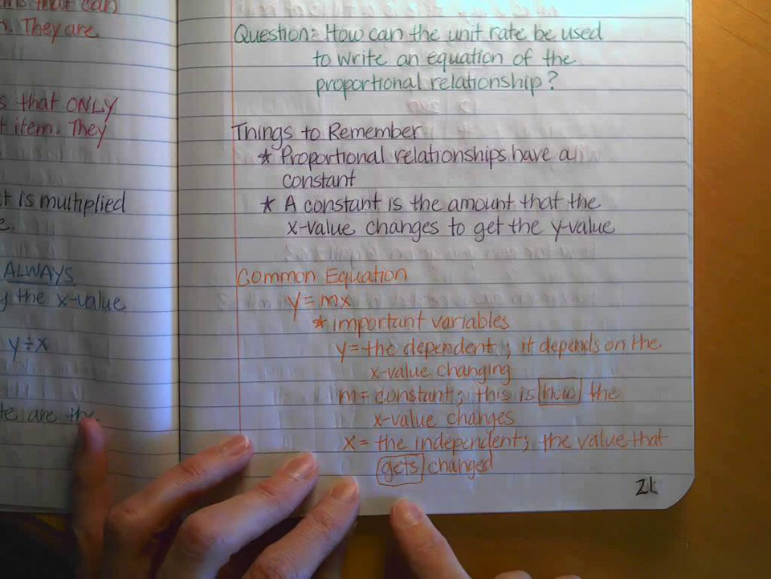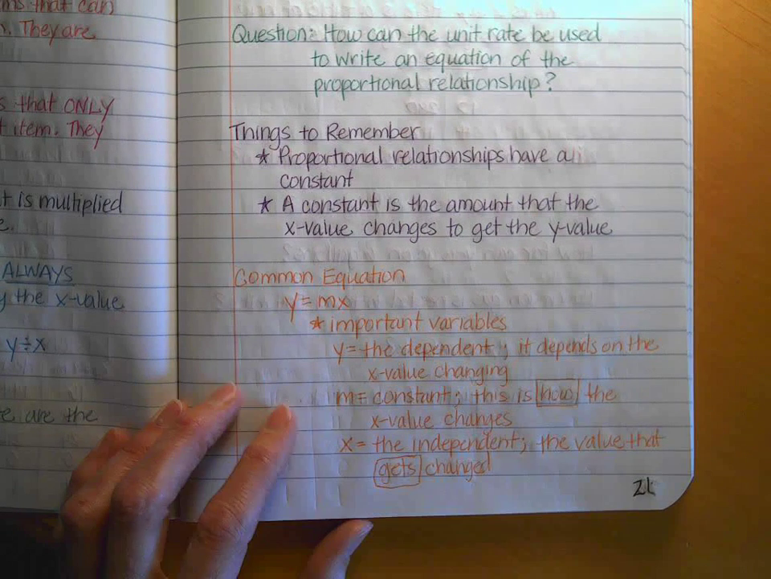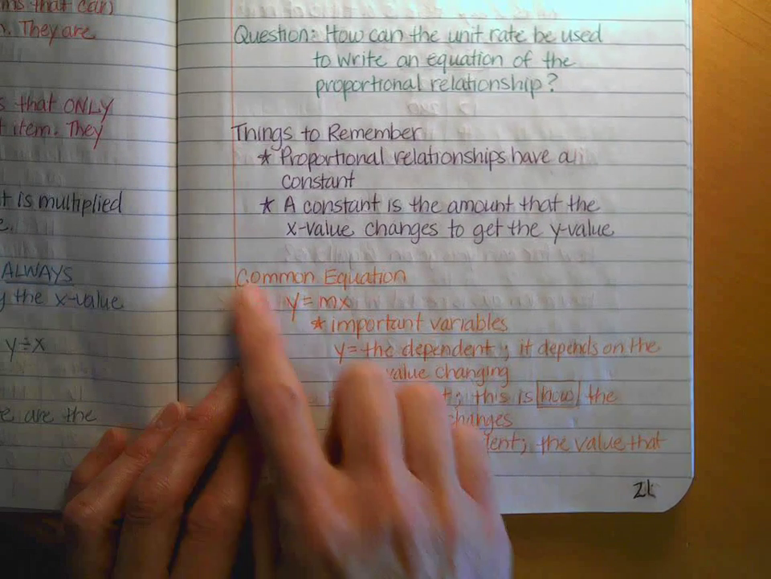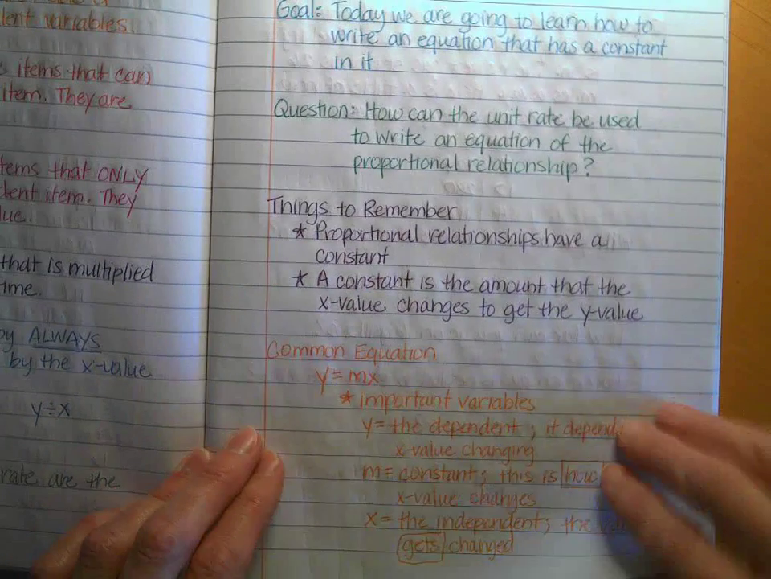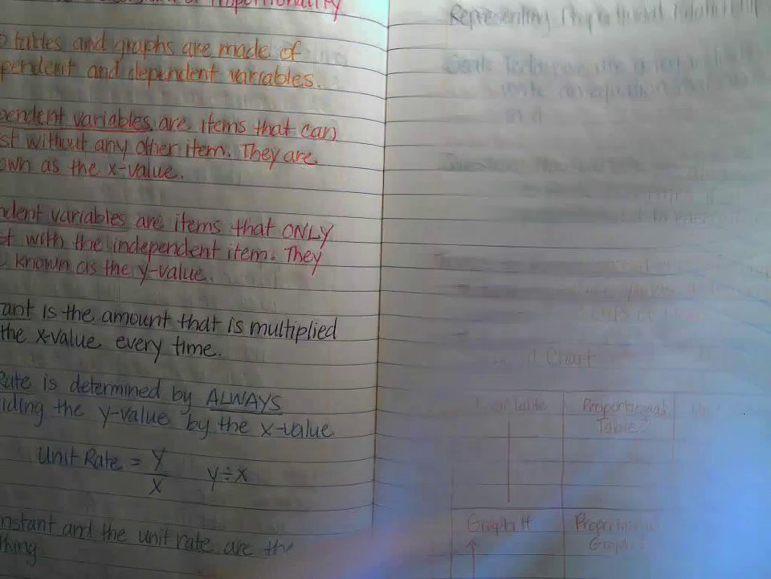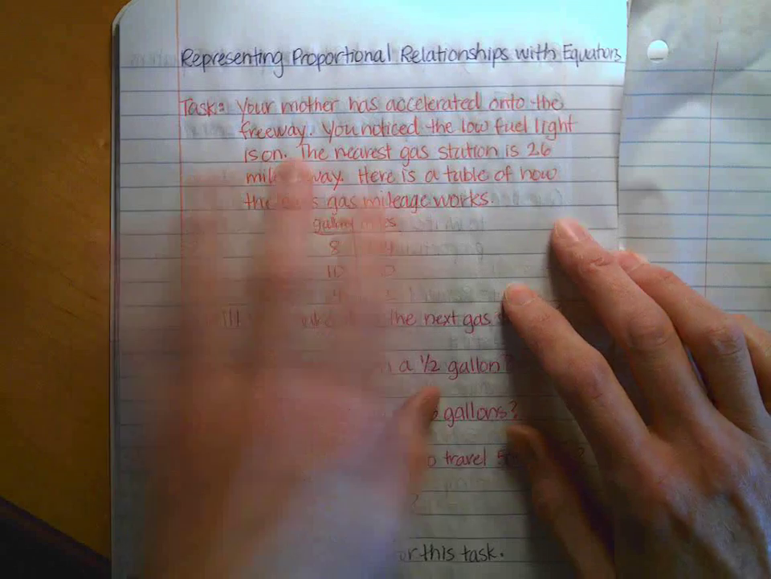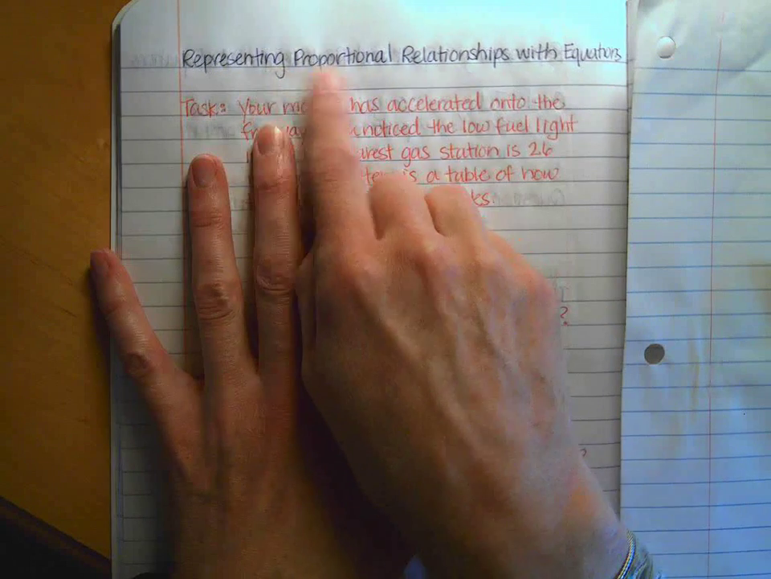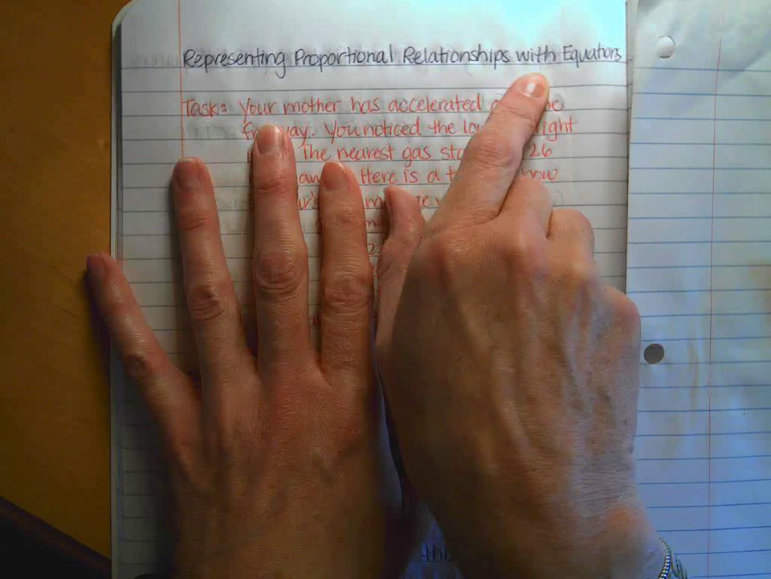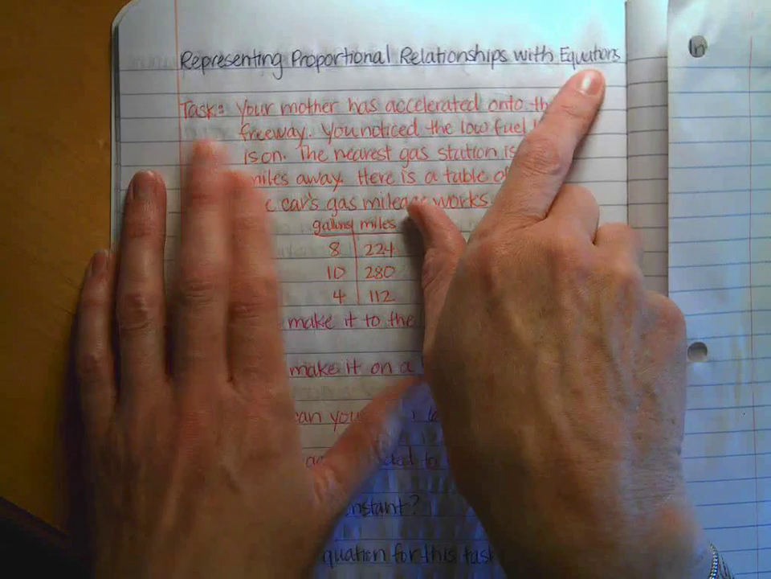So whenever you are multiplying a value by the constant, that means that that value is the x value, okay? So those are some important vocabulary words that you need to know in order to understand the common equation of y equals mx. All right, I'm going to turn the page, and we're going to take a look at the next page and see what we have to do. So we have a task. Before we start talking about the task, however, I would like you to remember that when you change a page, you need to put the title at the top so that we remember what notes go in which lesson. Representing proportional relationships with equations.